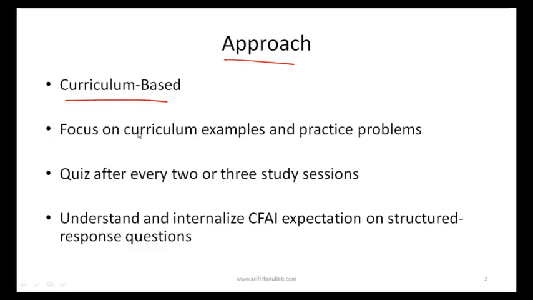Other examples from the curriculum I'll expect you to do after you go home, or those who are listening online can have the curriculum open and work through examples as they are listening to the lecture. So lots of focus on curriculum examples. After you listen to a lecture, the expectation is that you go home and do the practice problems after each reading in the curriculum. If you have a lot of time and you want to supplement this with other practice material, then you can use Schweser or whatever study notes you use.